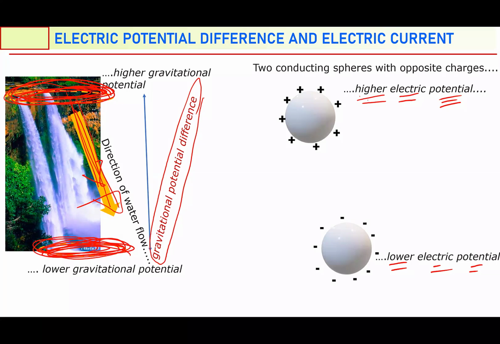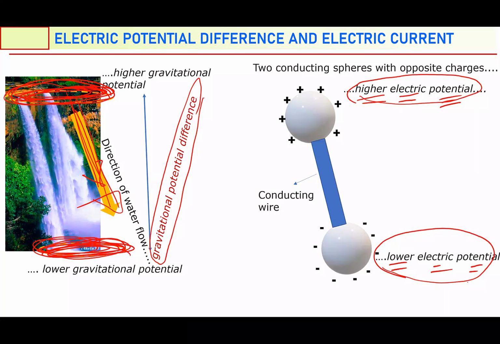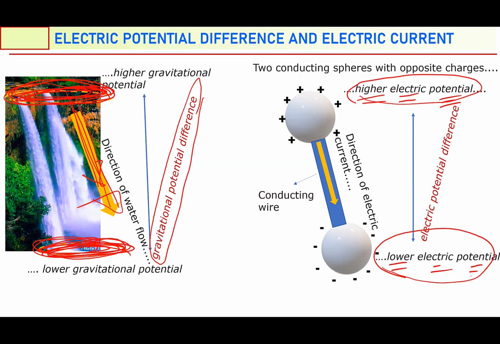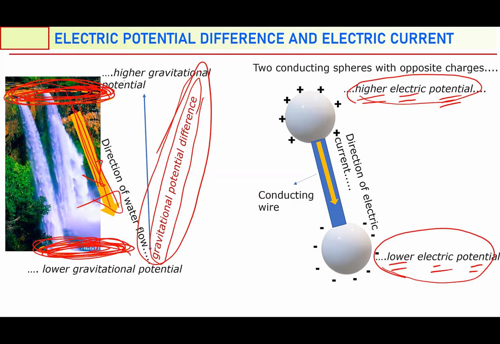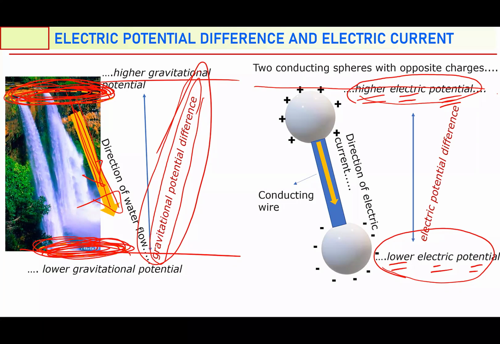The positively charged sphere has a higher electric potential. The negatively charged sphere has a lower electric potential. When you connect these two spheres by a conductor or wire, electric current starts moving from higher electric potential to lower electric potential, just like water does. So for water flow, we need a gravitational potential difference between two positions. For electric current, we need an electric potential difference between two points.